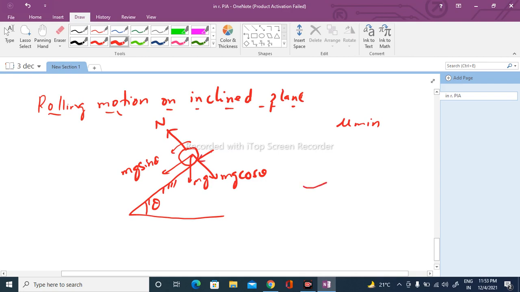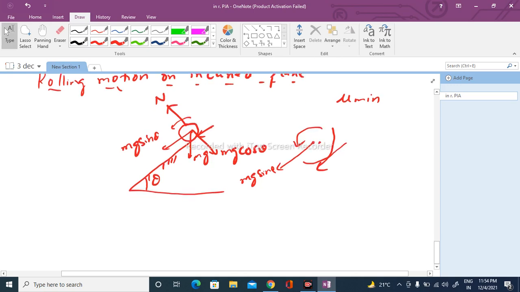If you see, this is the interface which I am drawing. mg sin theta will be acting here, but the frictional force will be developed at the contact point between the surface and the ball, and this will be like it is rolling. If given a chance, it will be rolling down, so friction will be acting as a counter torque. So we can make the calculations here.